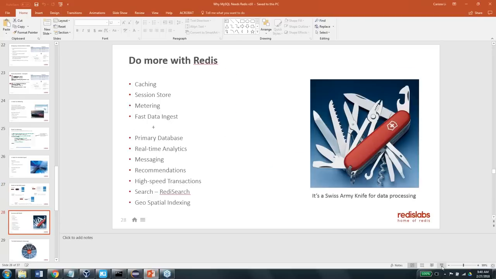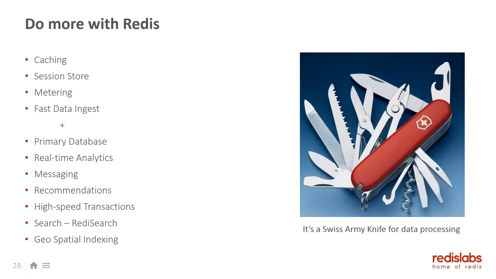Okay, with that, Redis is popular for caching, session store, metering, fast data ingest, but it's also used in many, many more use cases. It's used as a primary database. We have a lot of customers who use Redis as a primary database. One good thing here is by using Redis as a primary database, you don't need a front-end database. Redis itself becomes your full-fledged database. And with persistence and durability options that are available in Redis Enterprise, it is a possibility.